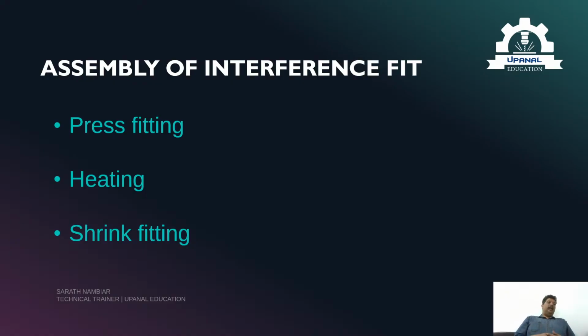Interference fits are always assembled using special methods. What are special methods? Press fitting, where a hydraulic or mechanical press pushes the shaft into the hole. Then the heating method: the outer part is heated so it expands, the shaft is inserted, and when it cools, it shrinks and grips the shaft completely. That is known as shrink fitting.